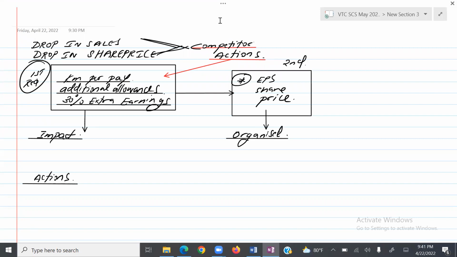So I will start with Pam. Pam, is it possible for you to give the idea for the first one? What are the impacts do you think because of this strategy pursued by our competitors, Munch Bike and Truck Bikes?